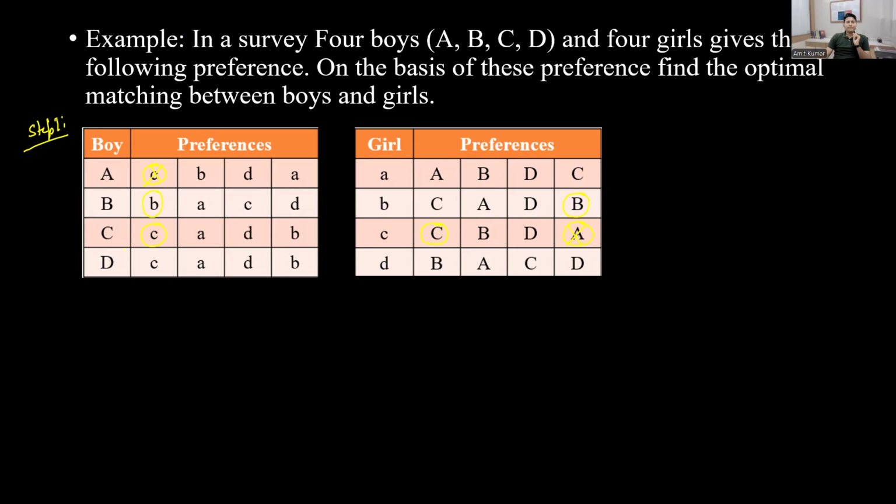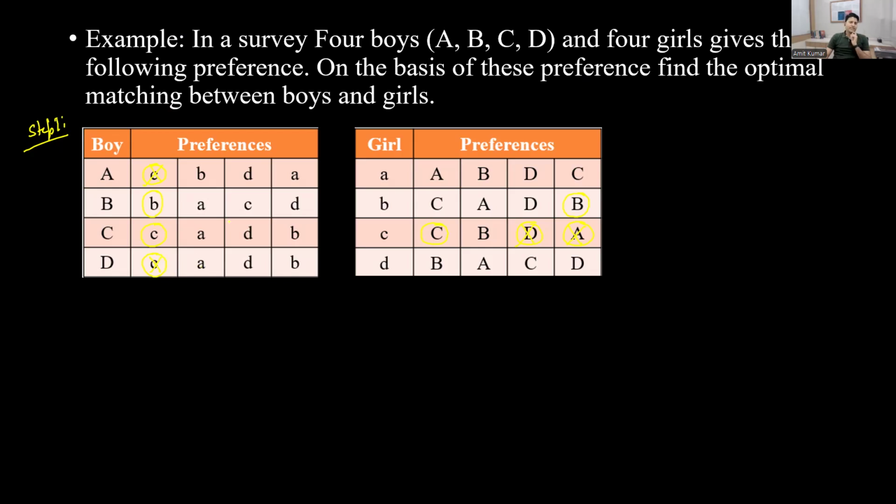Now moving to capital D, propose small c. But you can see here C is already having the best option. So this proposal will not be accepted, or I can say rejected. So D proposed to C but not accepted. So the first round is completed, where you can see A did not get the first option, B got the first option, C got the first option, and D did not get the first option.